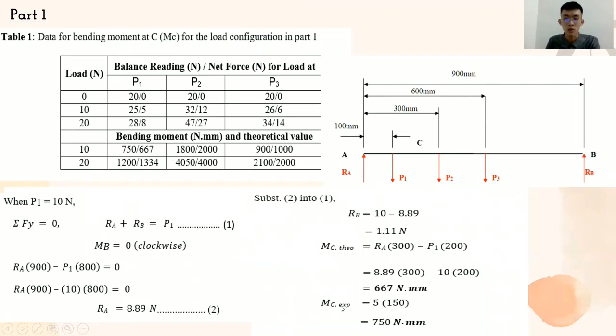For the experimental value for moment at point C, from the table, when the load is 10 Newton, the balance reading is 25, while the initial reading is 20. So we use 25 minus 20 and we get the net force of 5 Newton. After this, we multiply the net force by the length, 5 times 150, and we will get a value of 750 Newton millimeter.